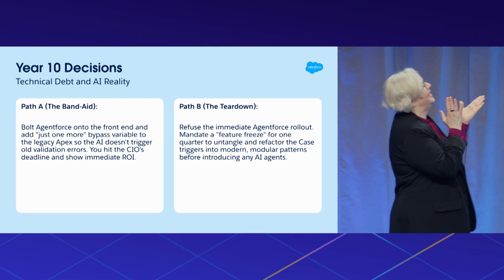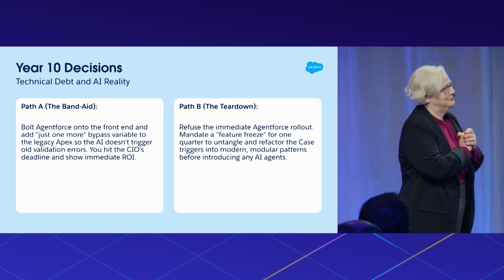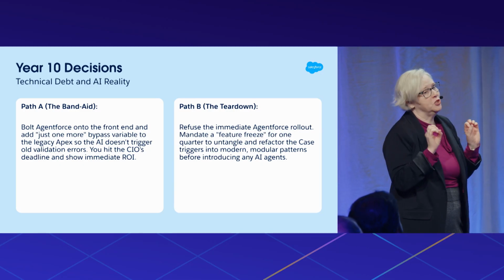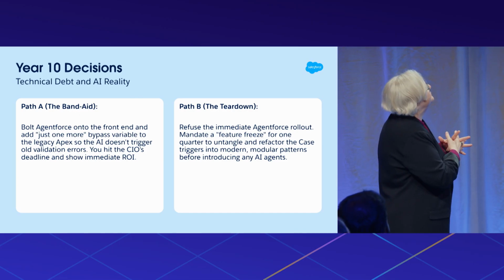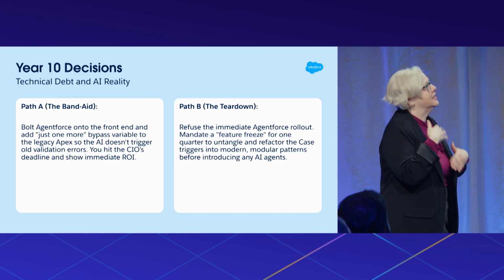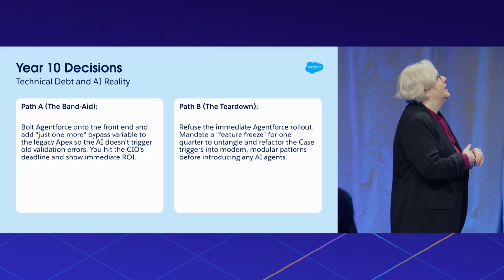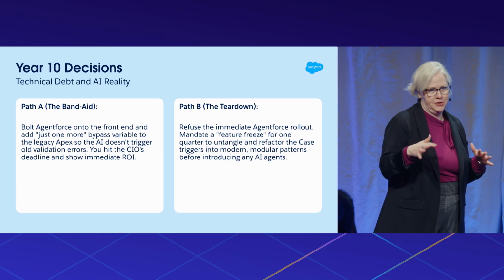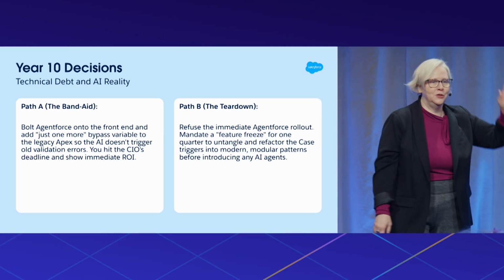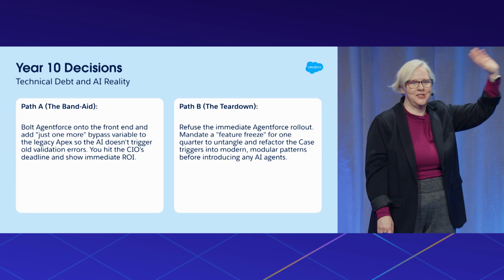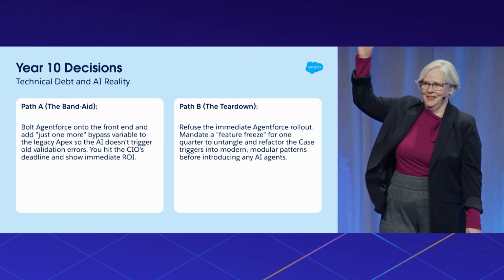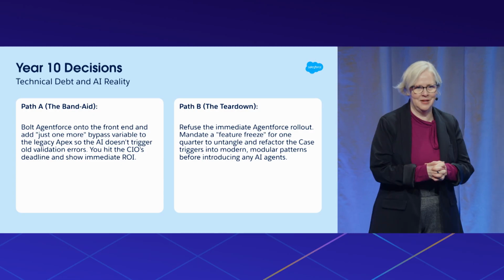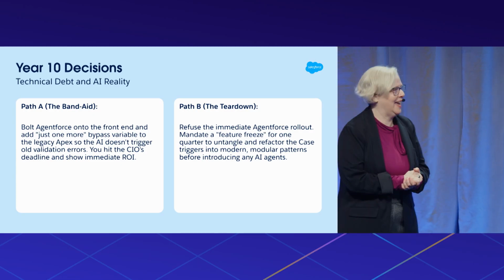Right. Second idea, the teardown. Refuse the immediate Agentforce rollout. Mandate a feature freeze. This will allow you to focus for a quarter to untangle and refactor the case trigger into modern modular patterns before introducing any AI agents. We all know there's political capital that's lost on the second choice, but you may hit that deadline, but the fallout that comes afterward may not be worth the squeeze, as they used to say.